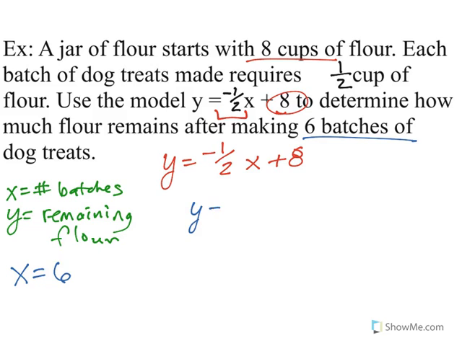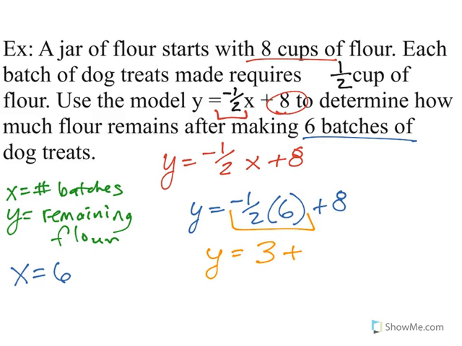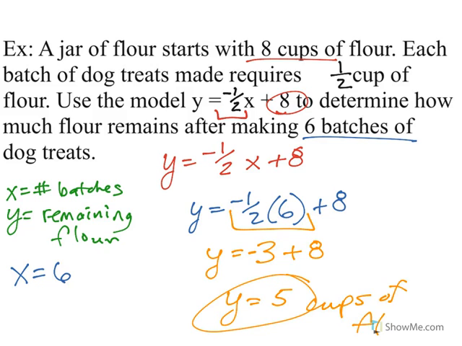Let's substitute that into our equation. So y equals -1/2 times 6 plus 8. Again, order of operations. So -1/2 times 6 is -3, because negative times a positive is a negative. So y equals -3 plus 8, and when I add those together, I end up with 5. So we would have 5 cups of flour remaining after making 6 batches of dog treats.